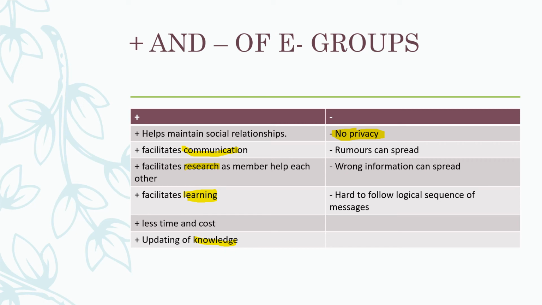Another issue: it is hard to follow the logical sequence of messages. This happens in the case of groups. If a person logs in at 8 a.m. and sees some tips to deal with corona, and then logs in again at 10 a.m., a lot of messages have already been replied to by that time. He forgets what is really happening, and there are so many messages, hundreds of messages. So it is hard for him to follow the logical sequence of what they are talking about. This also happens in a group.